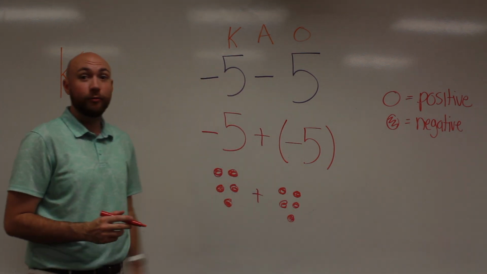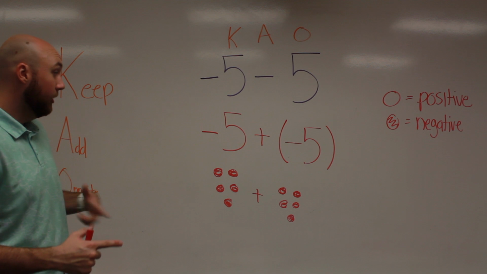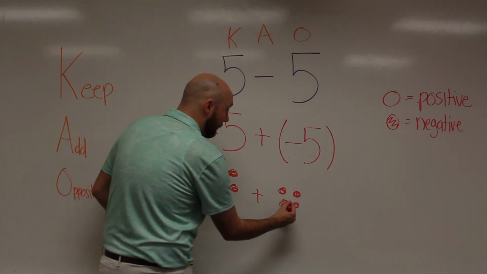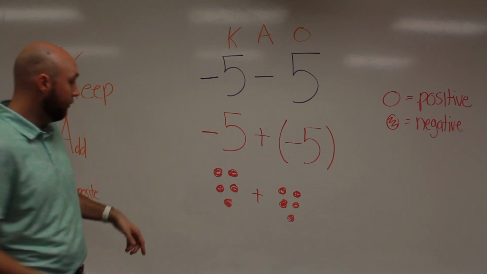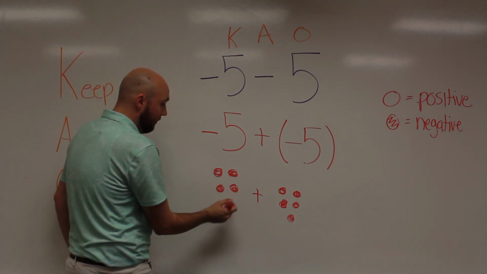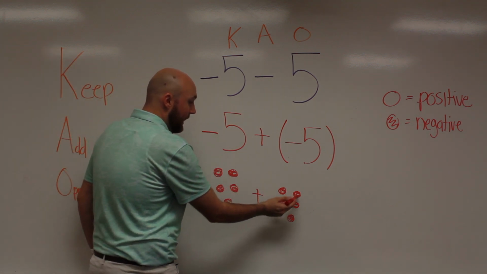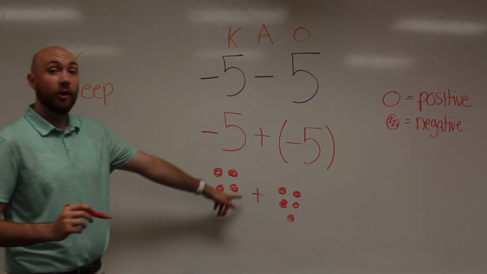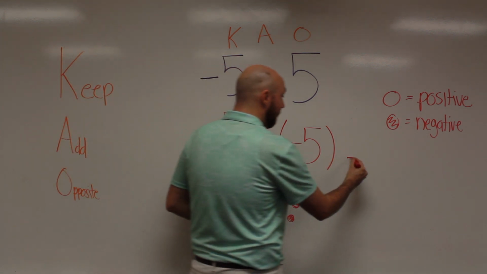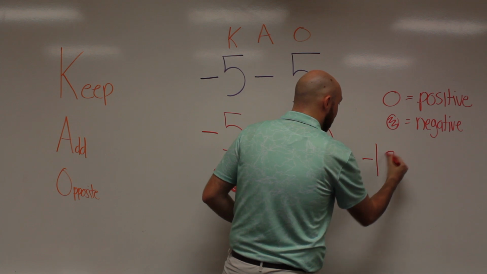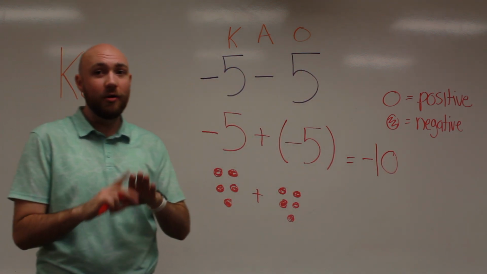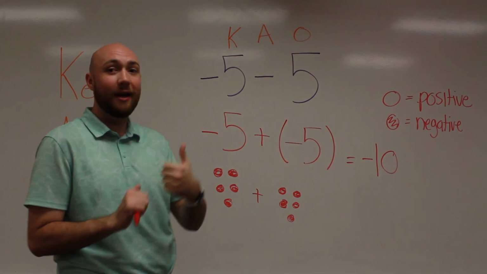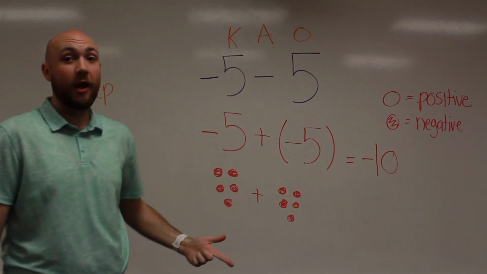When adding integers, we need to find our 0 pairs first, all right? We don't have any positives, so we can't make any 0 pairs. So just count them up. We got 1, 2, 3, 4, 5, 6, 7, 8, 9, 10. They're colored in, so that will give us a negative answer, -10.